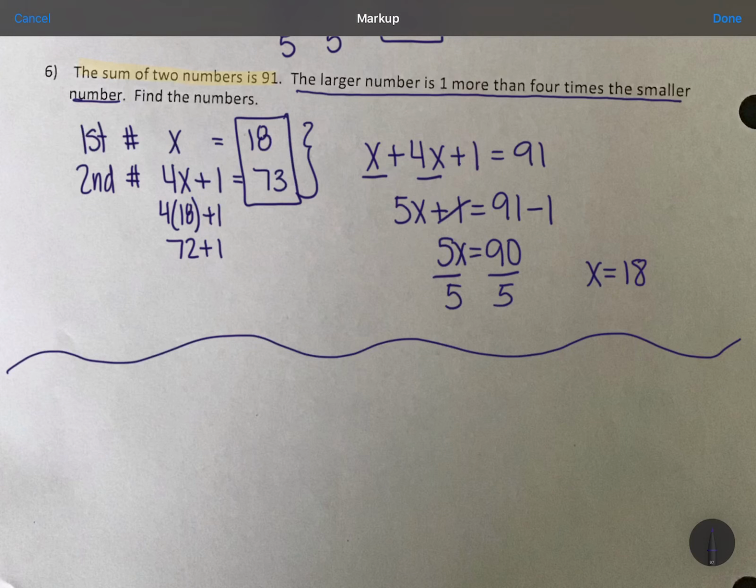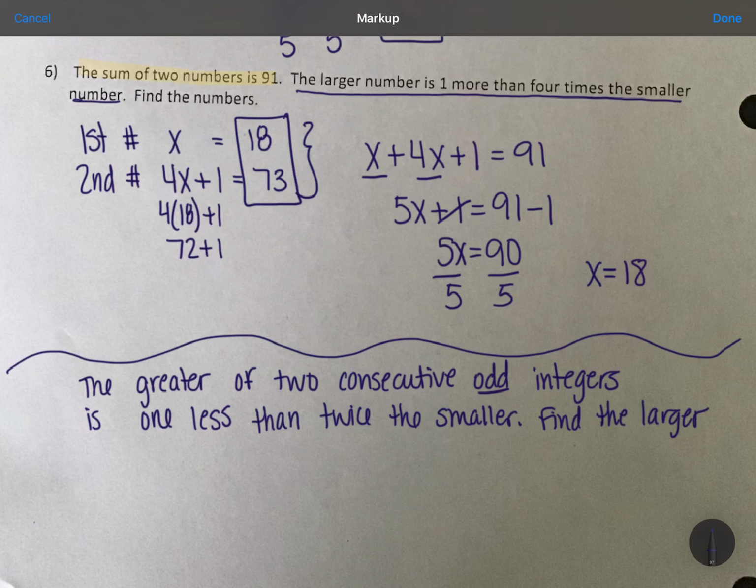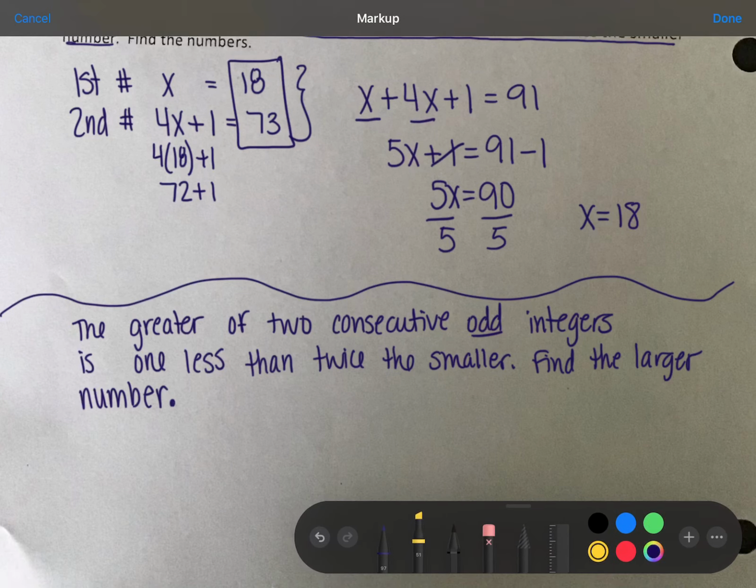All right, so here's another example. It says the greater, so copy this down, of 2 consecutive odd integers is 1 less than twice the smaller. We need to find the larger number. All right, so the key word in here is odd. So we've got consecutive odd integers. So we're going to have to flip our paper over and see what that looks like.